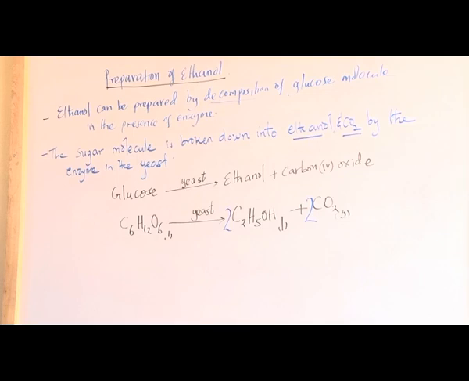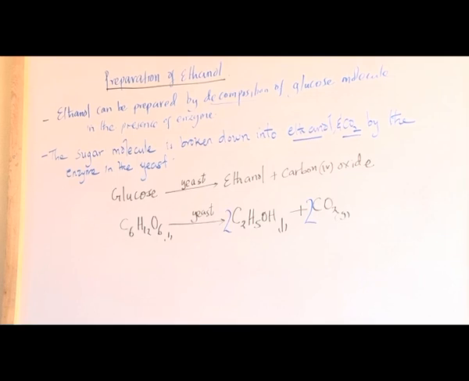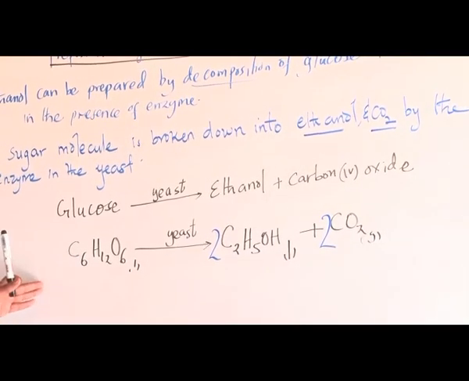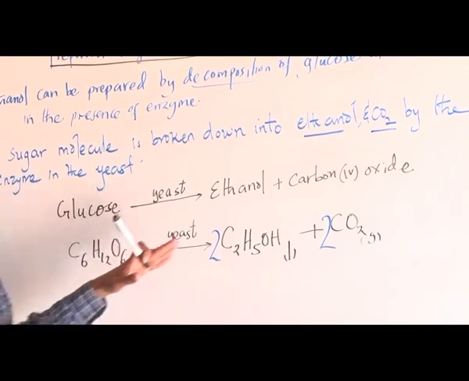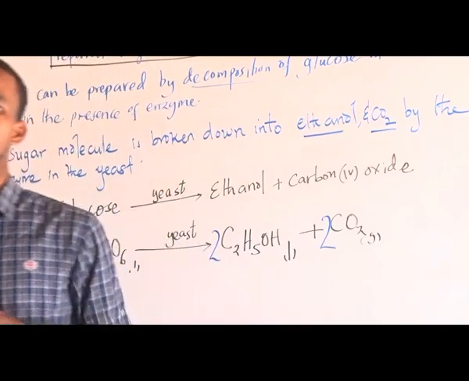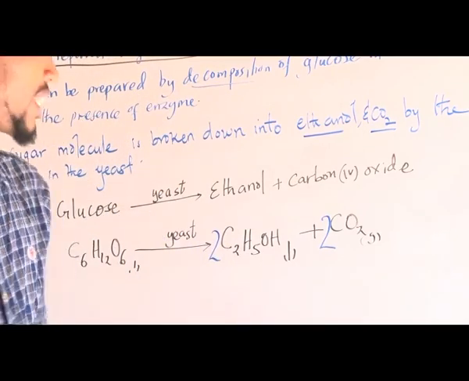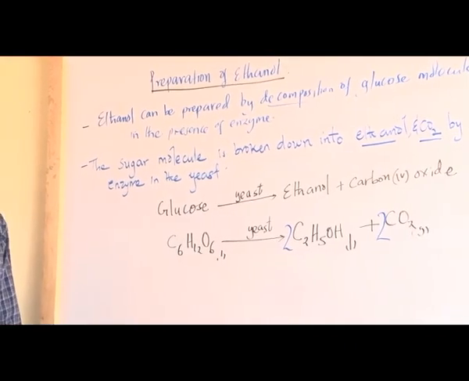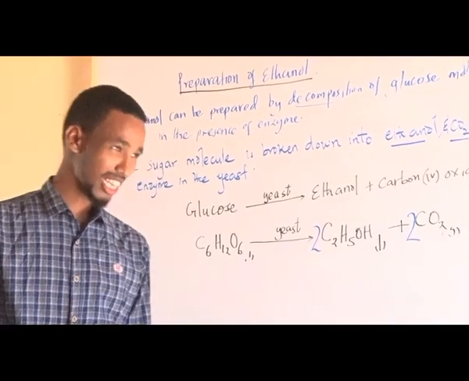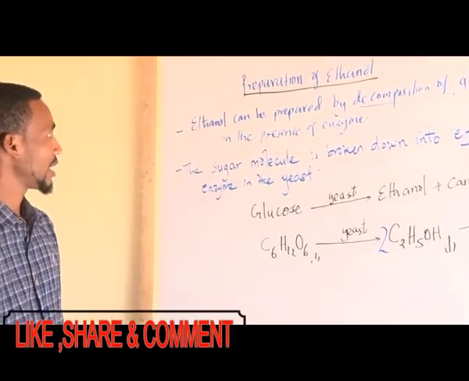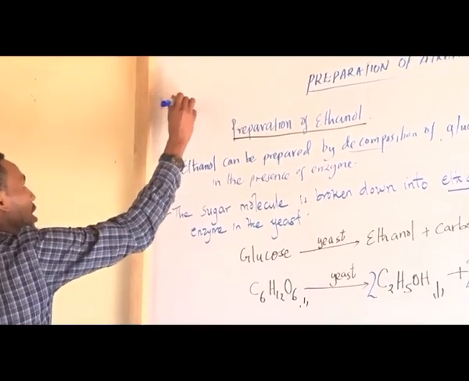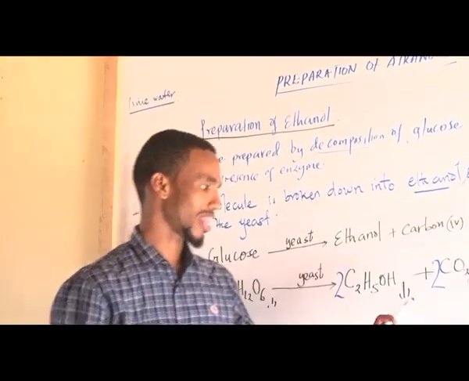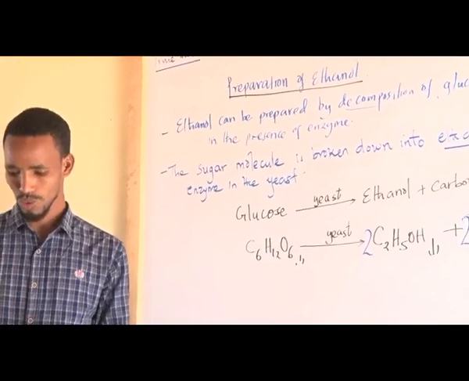You add the sugar molecule to yeast, and the yeast has an enzyme. That enzyme will break down, or decompose, the sugar molecule into ethanol, and carbon dioxide gas is produced. How do you test this carbon dioxide? Calcium hydroxide, that's the lime water. You add the lime water, and it produces a white precipitate with lime water.